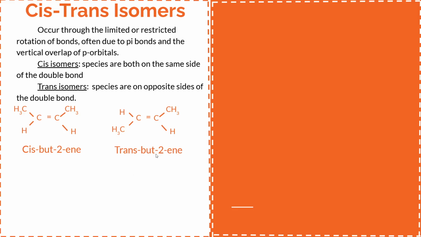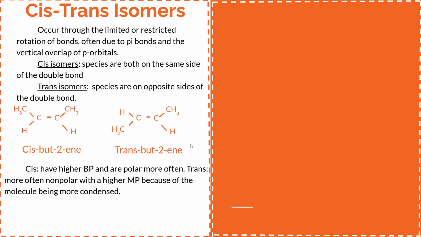Now, there's also trans-butene, where you have the methyl group on opposite sides. Notice that to highlight that these are cis and trans isomers, all we did was take butene and say cis or trans. So just add the prefix at the very beginning of the name of the molecule. Now, cis isomers are going to have a higher boiling point and are polar more often.